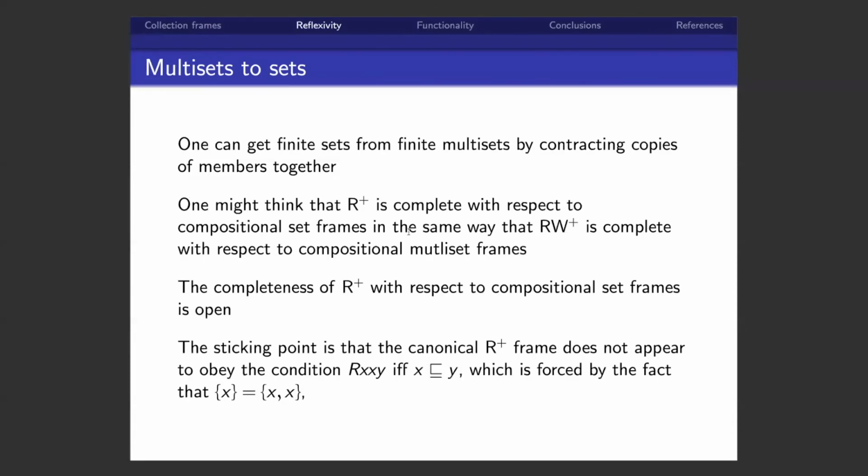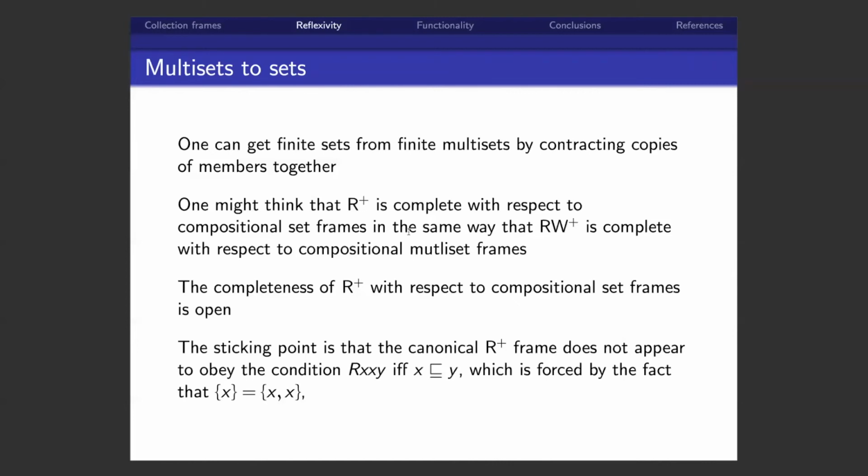And so then you might have the thought that you can get finite sets from finite multisets by ignoring multiplicity, contracting copies together. So a natural thought that I had was that R plus is complete with respect to compositional set frames in the same way that RW plus is complete to compositional multiset frames. Right? The difference is that little bit of contraction. But that is not really working out.